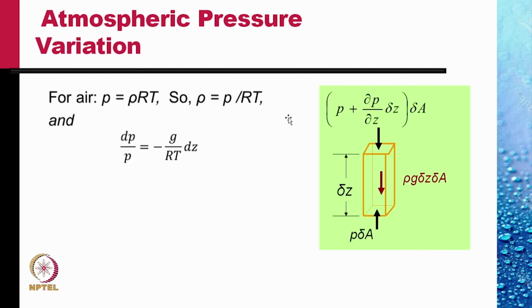The perfect gas law says P is equal to rho RT. So rho is replaced by P divided by RT. And so the equation for the pressure variation becomes dP by P is equal to minus g by RT into dz. z is measured upwards. Now this cannot be integrated easily because the temperature itself varies vertically. There are various reasons why the temperature varies, and temperature varies in the atmosphere from day to day, moment to moment, and location to location.